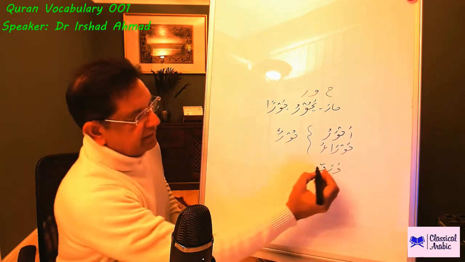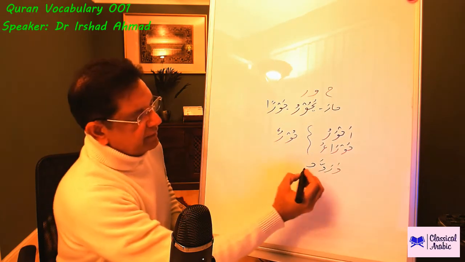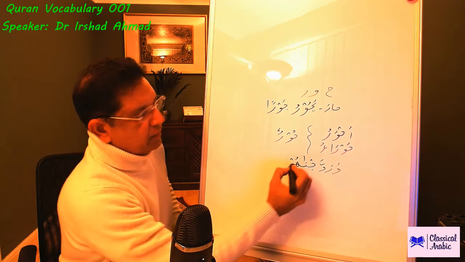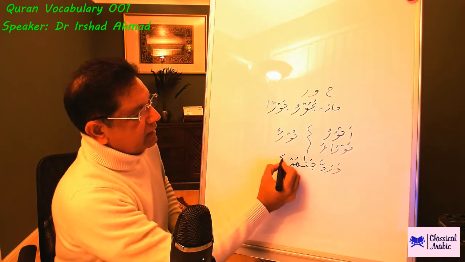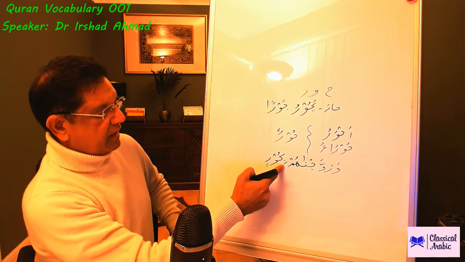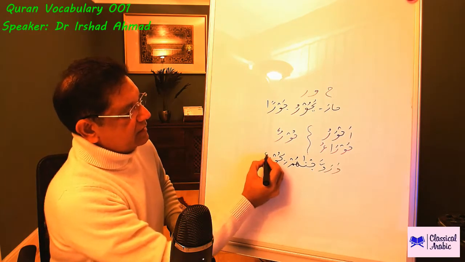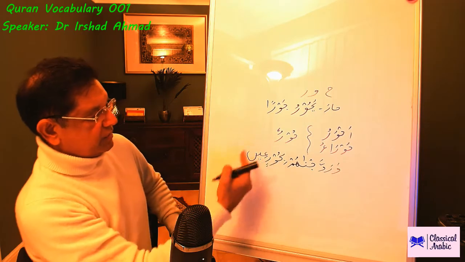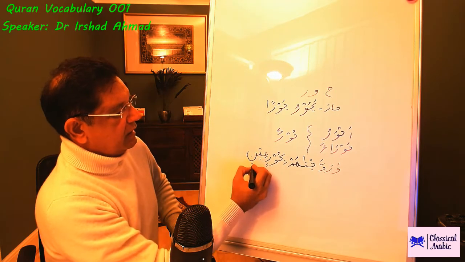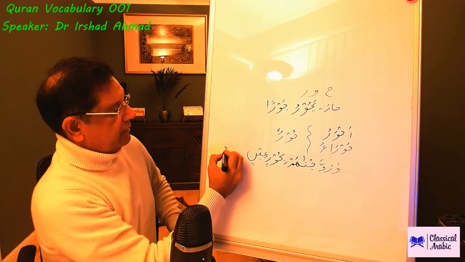Zawwajnahum bihurin inin. Because of this harf jar ba, from hurun it has become hurin, bihurin, and inin, because these are kind of murakkab tawsifi, so rather than inun it is inin. Bihurin inin, and that is Surah Dukhan, ayah number 54.